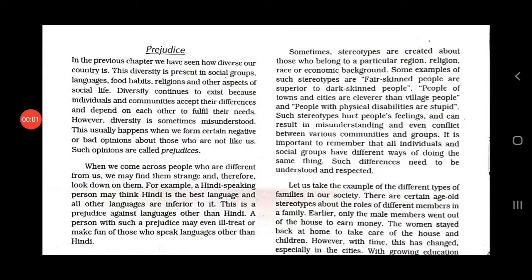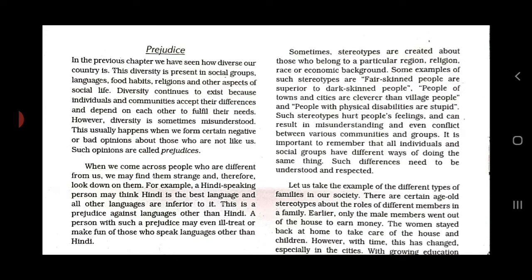Now on the other side, in the first paragraph, they are telling that stereotypes are created about those who belong to a particular region, religion, race, or economic background. They have given you an example also for that. See, stereotypes are: fair-skinned people are superior to dark-skinned people. Now this is an example. Superior means they are better than the dark-skinned people, at a higher position than the dark-skinned people.